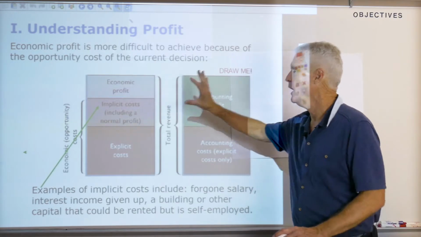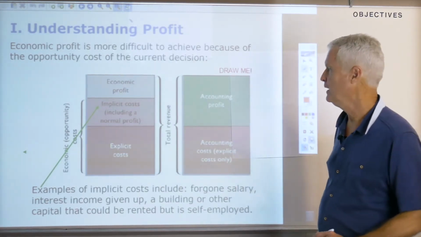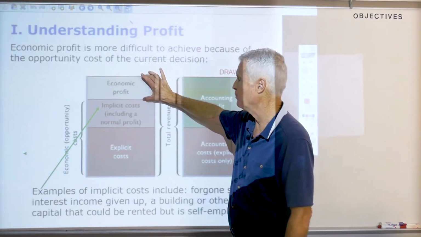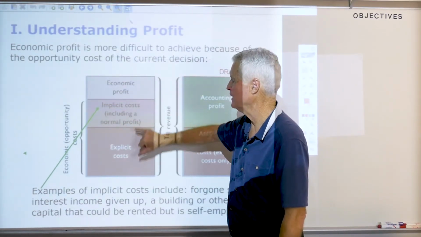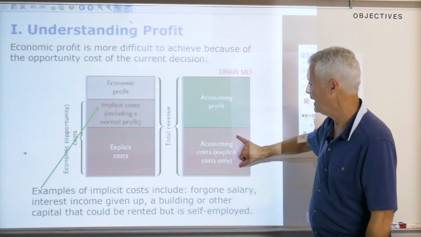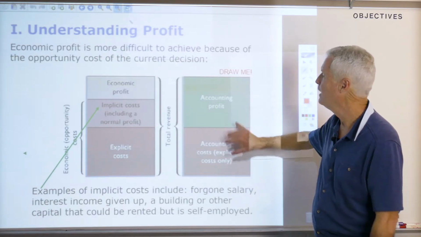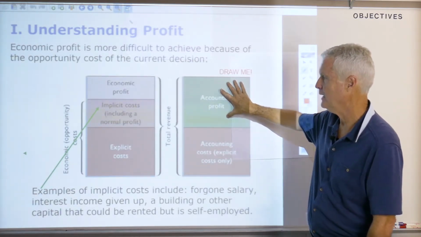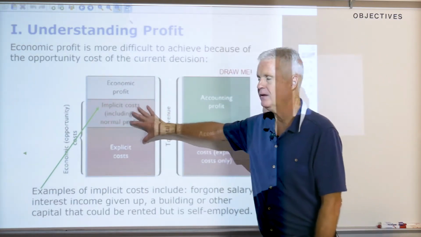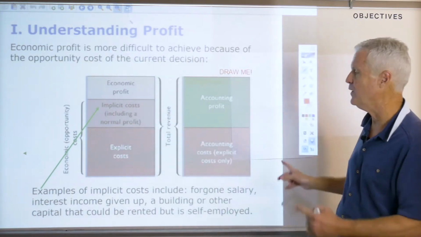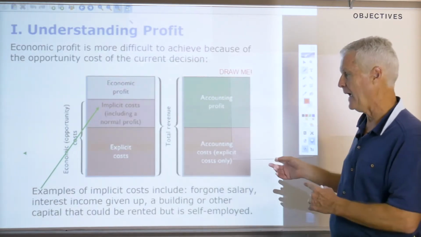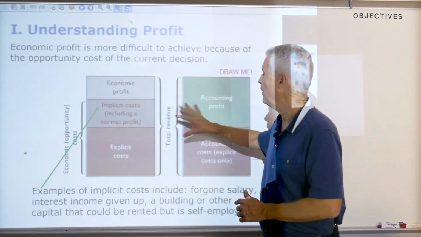Okay, so up here, I need you to draw these two things. Two boxes exactly the same size. One of them: economic profit, implicit cost, explicit cost. The other one, exact same size: accounting cost, accounting profit. In both cases, total revenue is the same. And we get two different answers. So pause the video, get that drawn. And you're back.